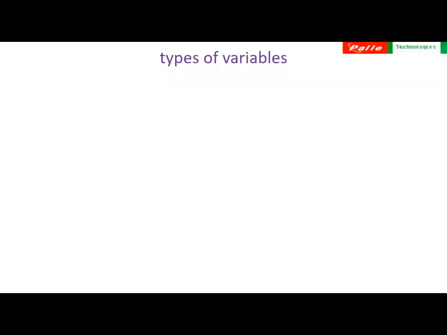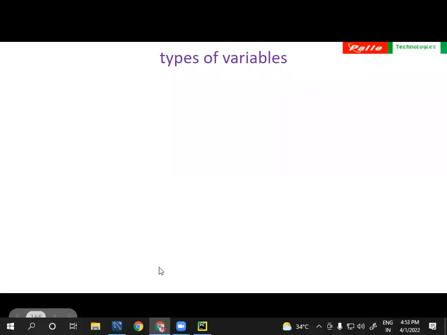So where will you create global variables? Outside. Outside the method, inside the class. Is it correct?